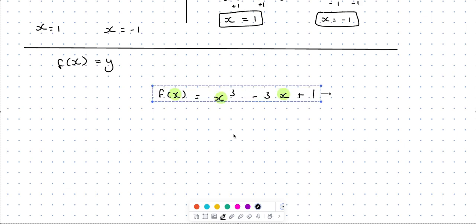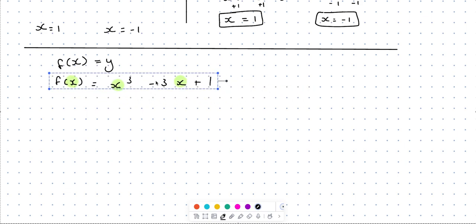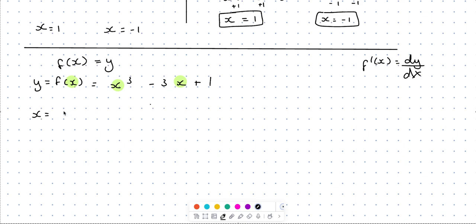So remember, f of x here, that's what we had in the original question. And the reason why we want that is because that is y. F prime of x isn't y, f prime of x is dy dx. So be careful at this stage which one you bring back. So this next stage is the same as what we had before. We actually have x is equal to 1 and x is equal to minus 1. Okay?